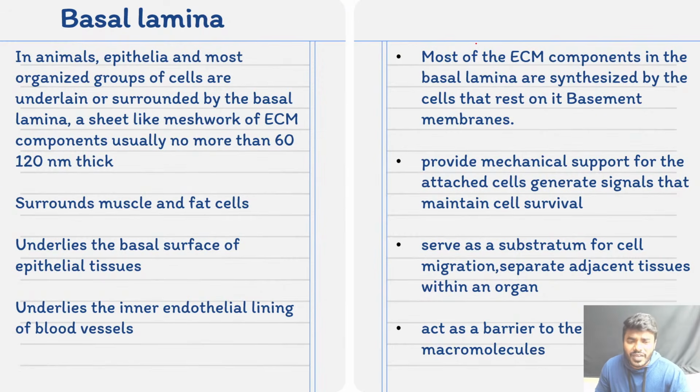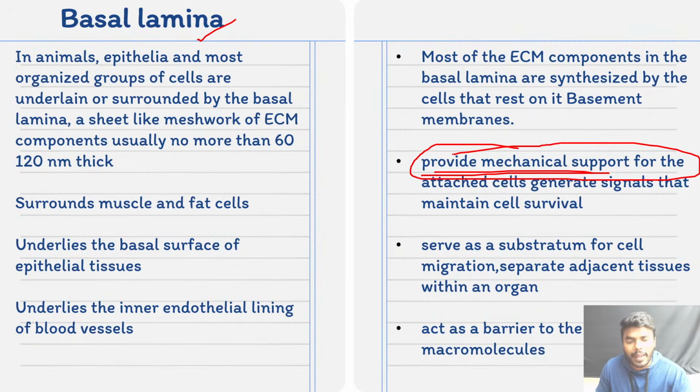Now listen to me very carefully. I have given you one clear-cut point. The moment you hear the name extracellular matrix or basal lamina, what you have to remember is that it is the one which provides the mechanical support. Do not get confused with this particular point. Okay. Now, I told you it is required for cell growth, cell division, cell differentiation, cell migration. For everything, the basal lamina is required.